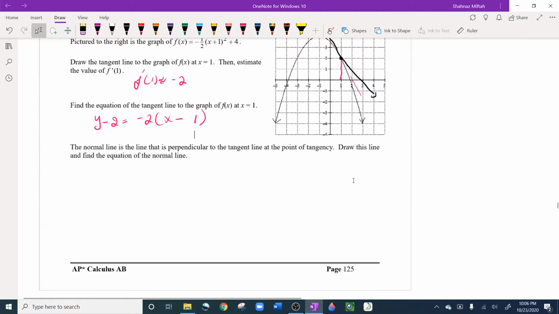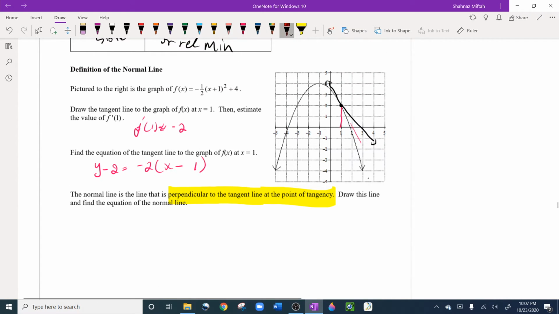The normal line is the line that is perpendicular. Make sure you remember this. The normal line is always perpendicular to the tangent line at the point of tangency. Draw this line to find the equation of the normal line. So I'm going to draw this line up here at the point of tangency, like this. Do you see I'm making a 90-degree angle? It's perpendicular to the other line. Now they said find the equation of the normal line. Normal line means perpendicular to the tangent line, which means opposite signs and reciprocal.